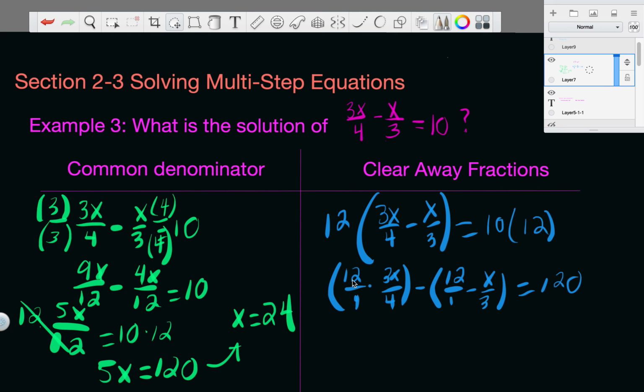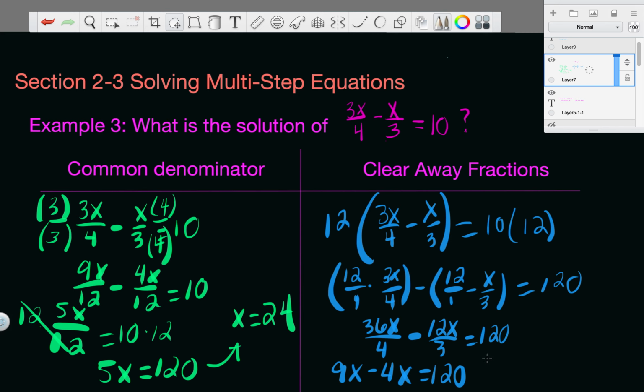Okay? Now, if I multiply across, I'm going to get 12 times 3, which is 36x over 1 times 4, which is 4, minus 12 times x, which is 12x, divided by 1 times 3, which is 3, and that's going to give me 120. Now I need to simplify these. 36x divided by 4 is going to be 9x, minus 12x divided by 3 gives me 4x, and that equals 120.